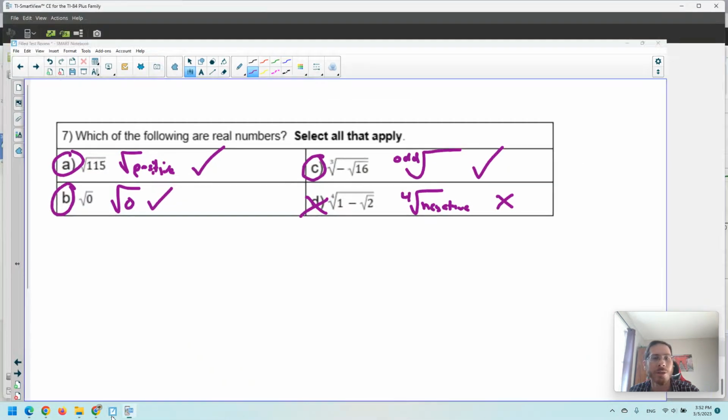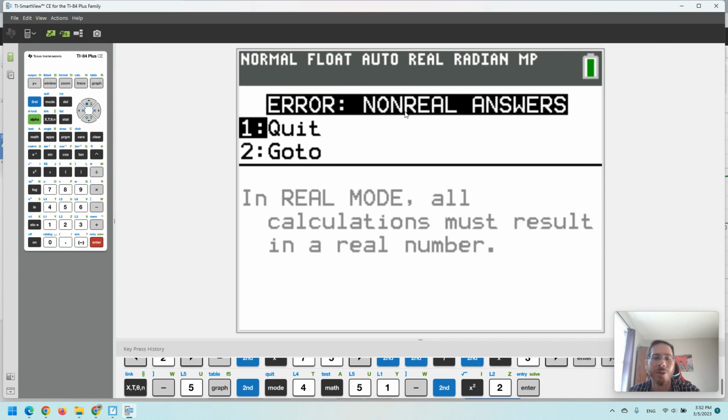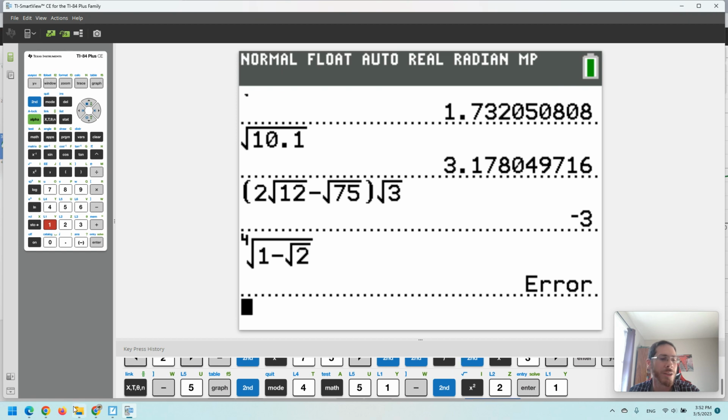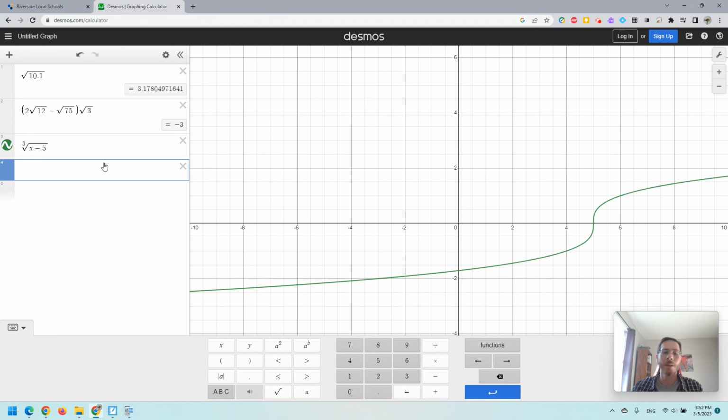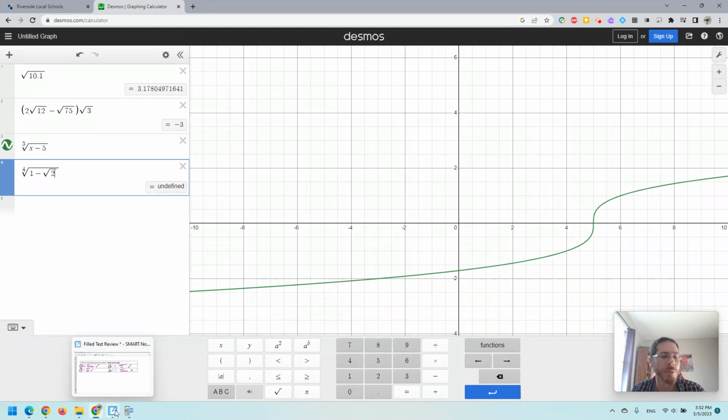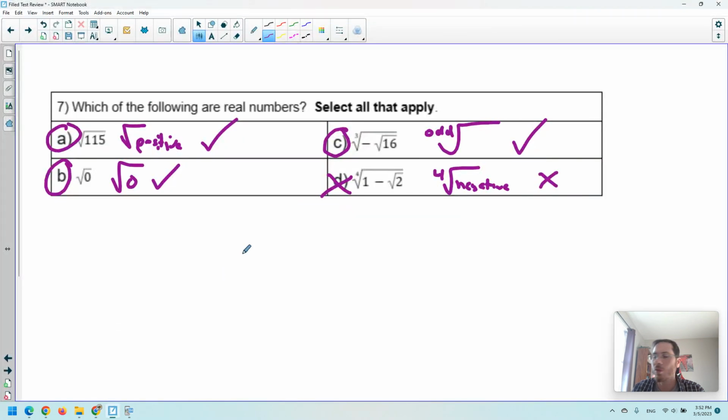Which of the following are real numbers? Well, this one clearly says it's non-real. So I guess that one doesn't work out. We're just going to quit out of that because it didn't work. If we try throwing it into Desmos, we need to go to our nth root, 4th root, 1 minus square root of 2, undefined. So again, undefined in Desmos is probably going to lead to an i. It could lead to something a little bit weirder, but we're not going to pick that one either. So that's what we got for 7.